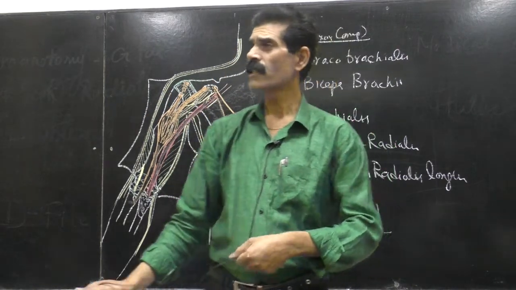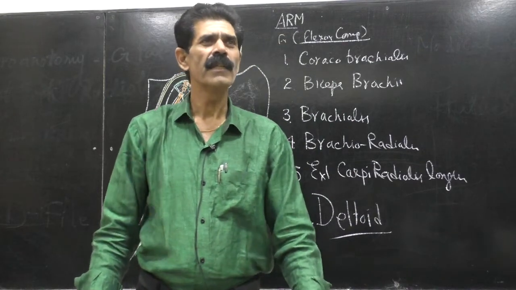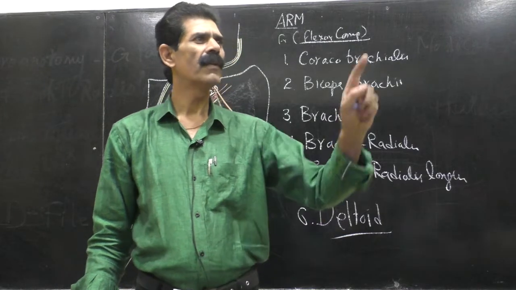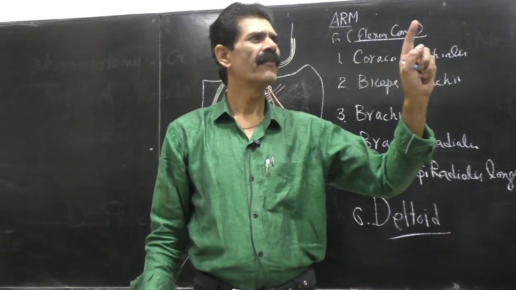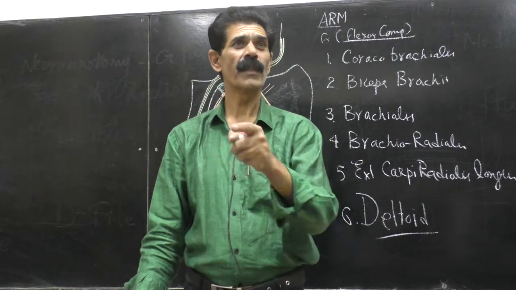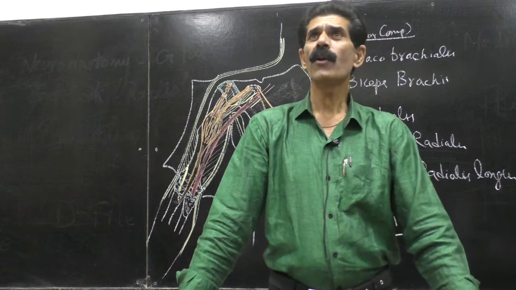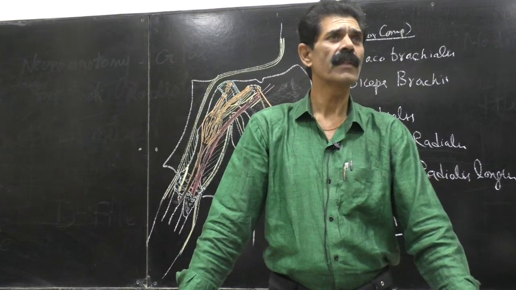This is the reason why it is inserted on the posterior surface of the radial tuberosity. If it had been on the anterior aspect, only one action was there, only flexion at the elbow joint. But this is a powerful supinator. For supination, it has to go back. It has to be inserted on the posterior surface of the radial tuberosity.